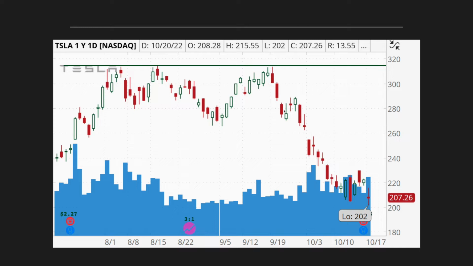Alternatively, if you're someone that is interested in short selling, this also would have been a great opportunity to profit from this sell-off by looking to short sell up here into this resistance level, because as we know, a short seller profits as the stock price falls.